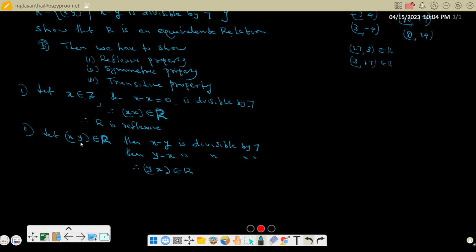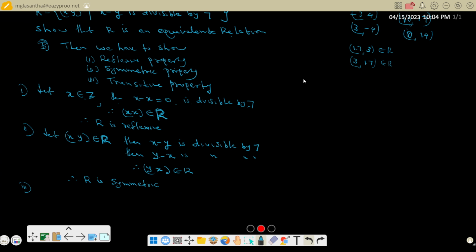Likewise, when (x, y) belongs to R, then (y, x) also belongs to R. If (x, y) belongs to R, then x minus y is divisible by 7, then y minus x is also divisible by 7. Therefore, (y, x) belongs to R. Yes, R is symmetric. Then for the third one, you have to check whether it is transitive.